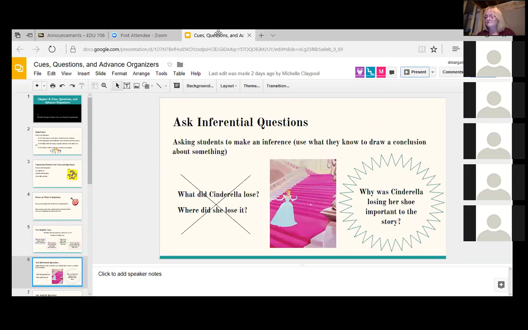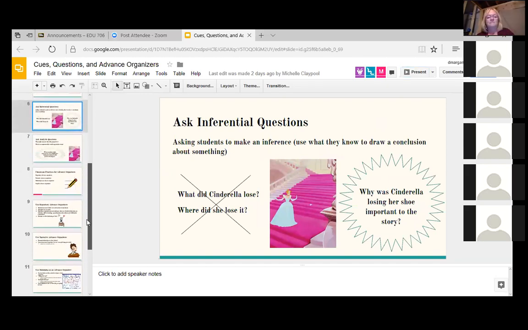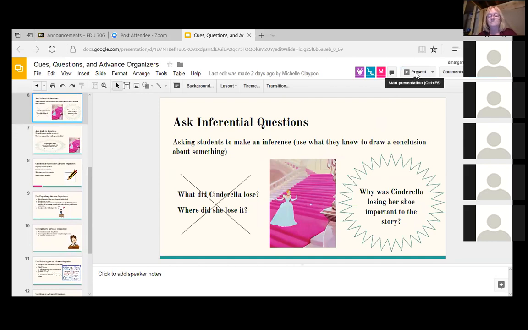So the next one talks about inferential questions. Thank you. That word comes from the word inference or infer. Asking students to make an inference is asking them to use what they know to make a connection about something or draw a conclusion. So instead of just asking a factual question that they're just going to give an answer to, yeah, that might tell you that they understood what they read, but did they really understand the deeper parts of it?